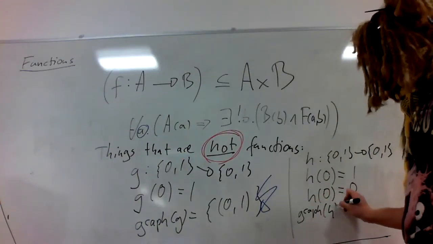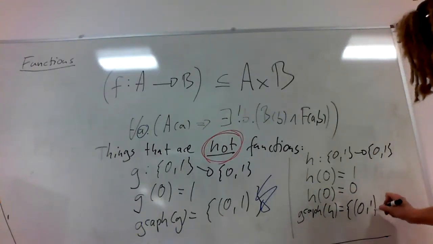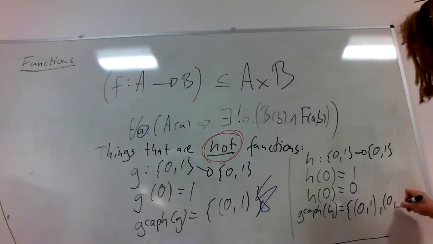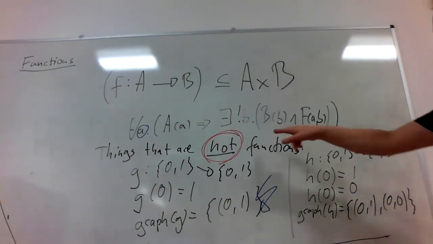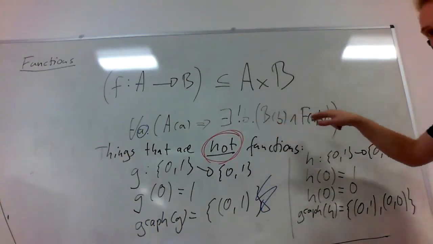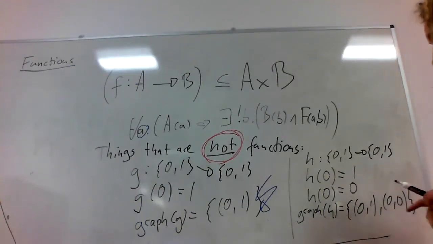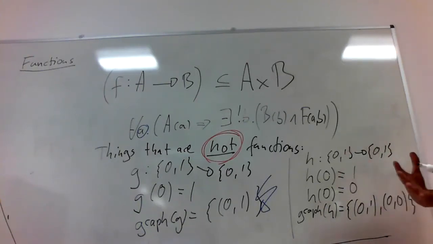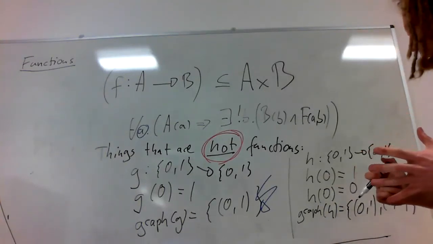We essentially have the tuples (0, 1) and (0, 0), which obviously violates the condition that for each input there should be only one output. However, sometimes we want to model that we map onto several things, and there's a solution to that.